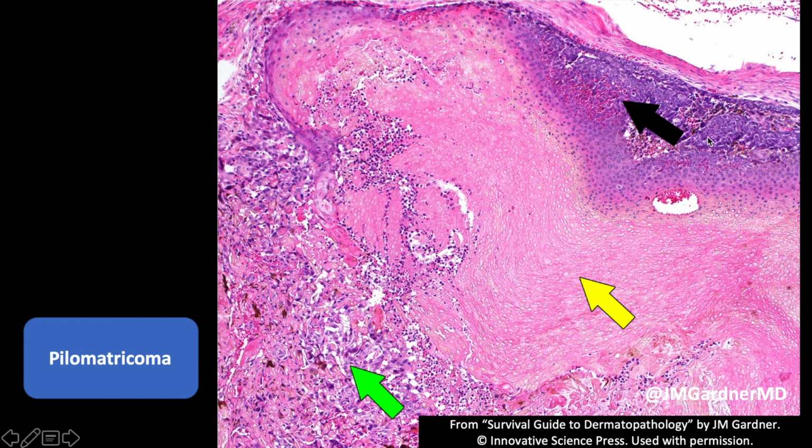The blue basaloid cells are not always there. I've seen plenty of pilomatricomas that had no basaloid cells at all, that were just burnt out shadow cells with granulomatous reaction around them.